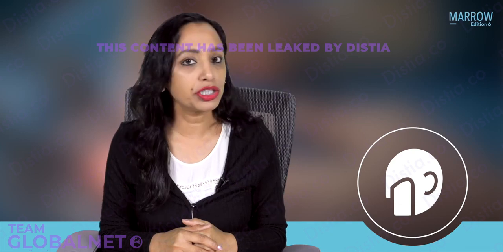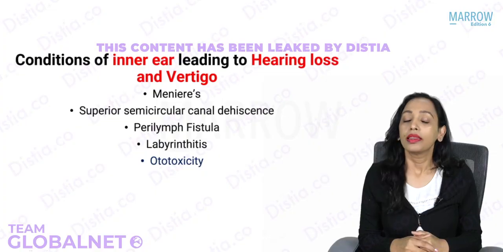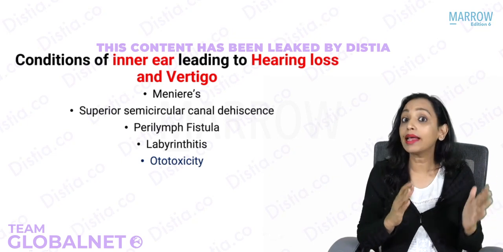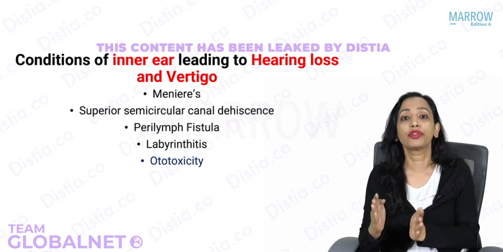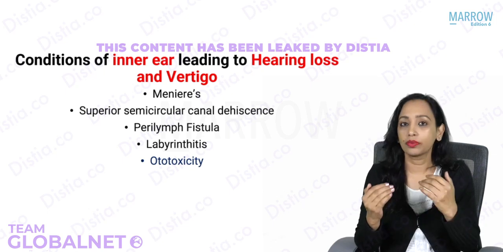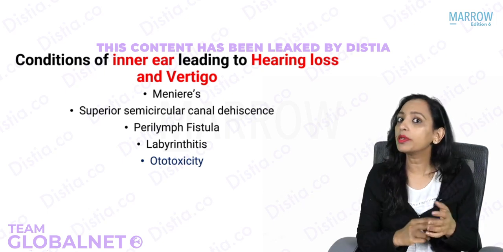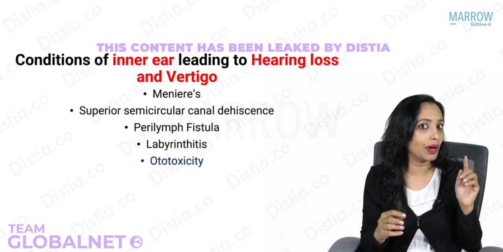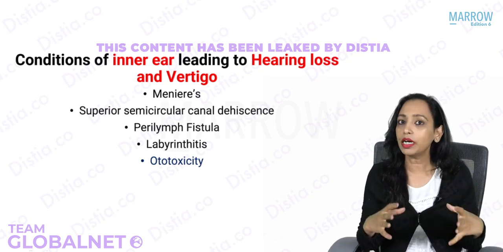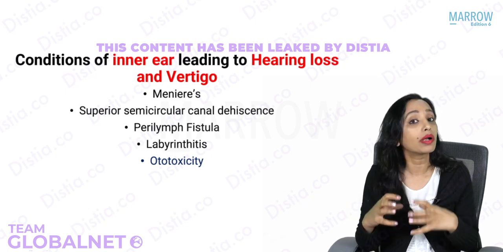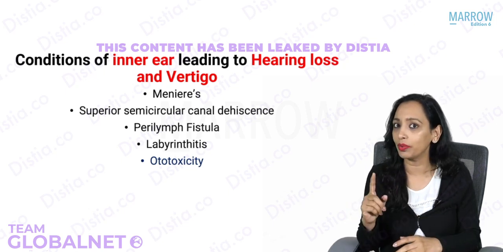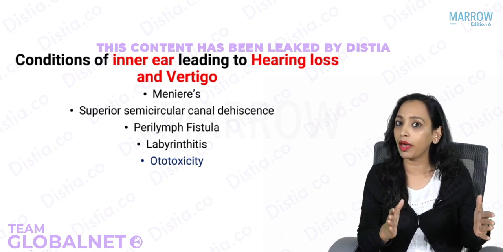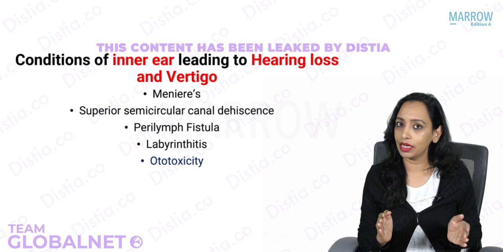We have divided the conditions of the inner ear into three parts. The first group involves both the cochlear and the vestibular parts, hence the patients present with hearing loss as well as vertigo. The second group involves only the vestibular part, so the patients present with only one complaint, that is vertigo. And the third group involves only the cochlear part, where the patient presents only with hearing loss.